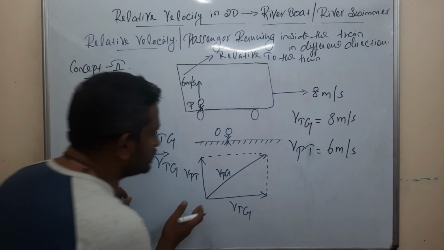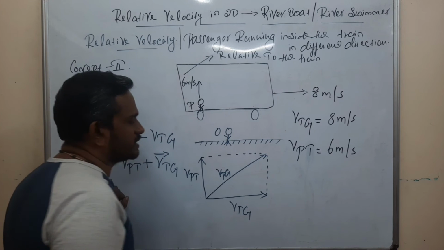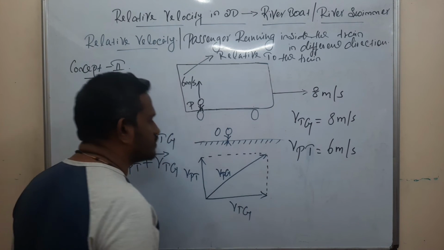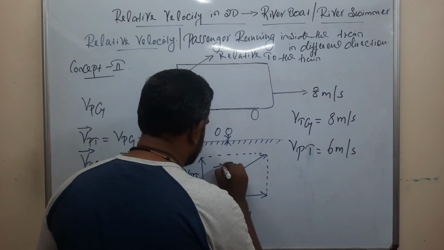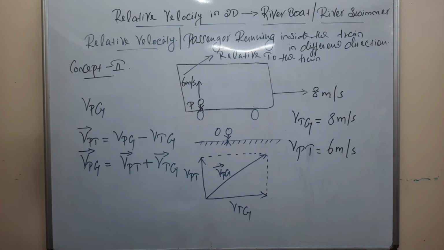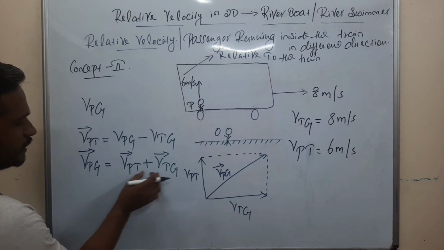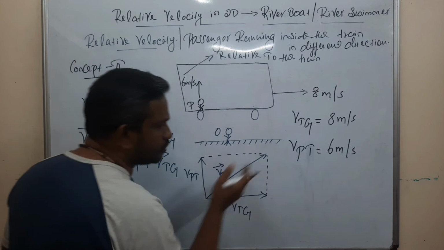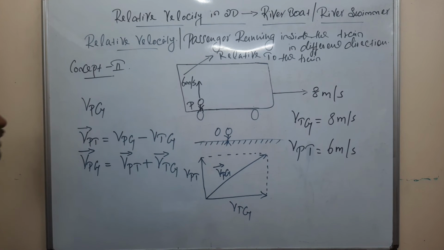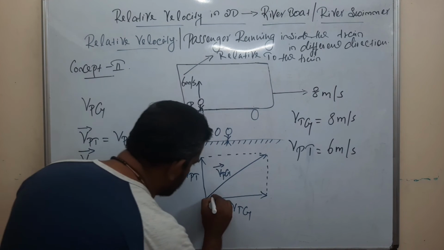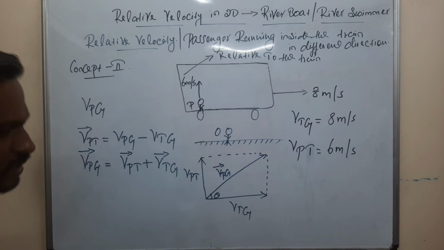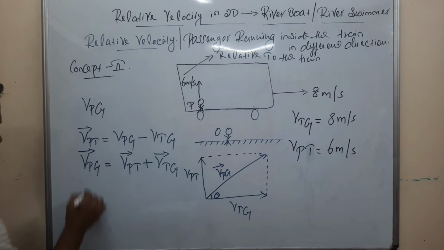So this direction, this is the resultant of these two vectors. The addition of these two vectors gives this vector, Vpg, so Vpg is equal to Vpt plus Vtg. This vector has both magnitude and direction. It makes an angle theta with the horizontal vector.